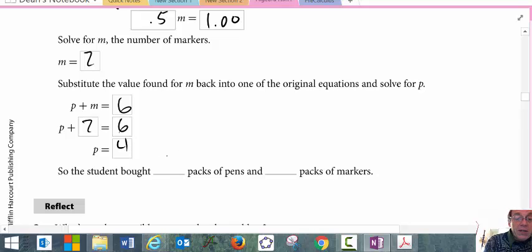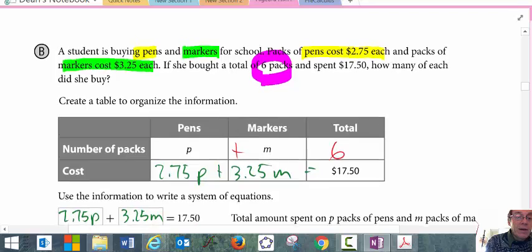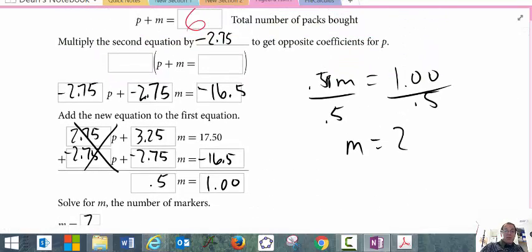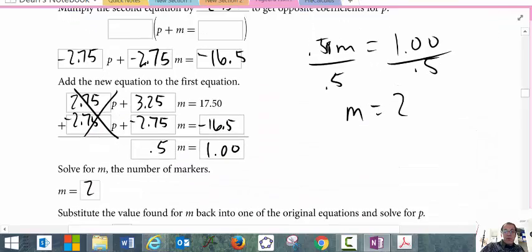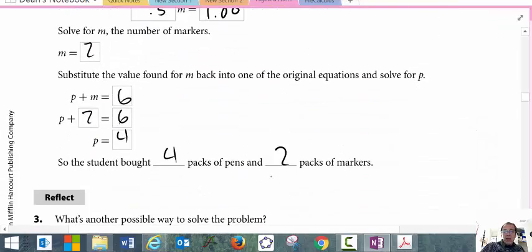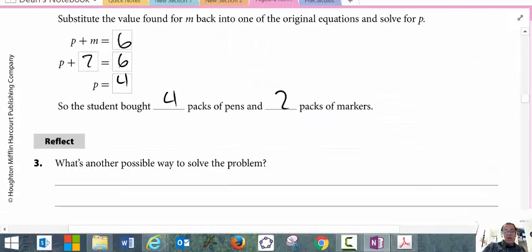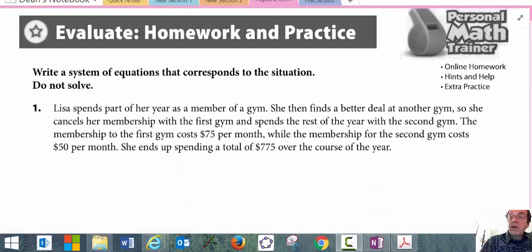So she bought 4 packs of pens, she or he, I don't remember whether Bobby would be a boy or a girl. Does it say? I don't think it does. And 2 packs of markers. And that could also be checked again if I plug back into here 2.75 times 4 and 3.25 times 2. I think we'd end up getting exactly $17.50.